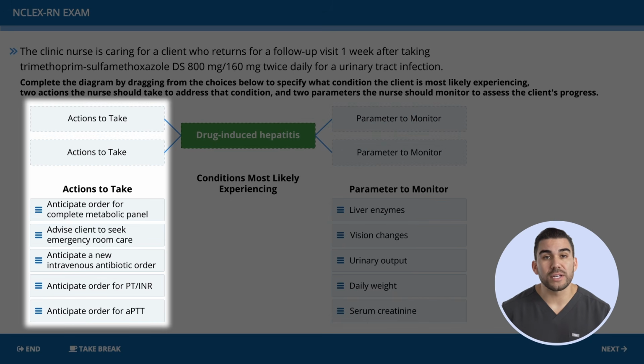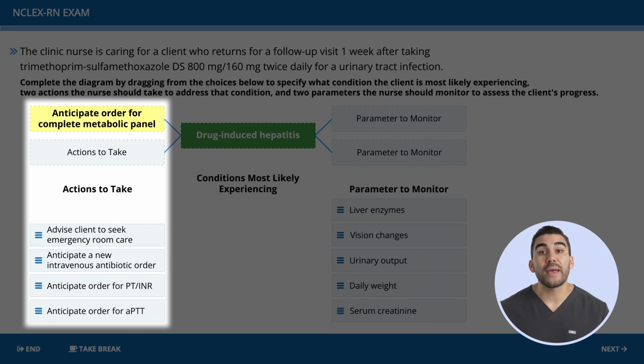Now, let's look at the options here. So option 1 is correct. We need a complete metabolic panel, or basically blood labs. It's going to give us an accurate look at what's going on in the liver.